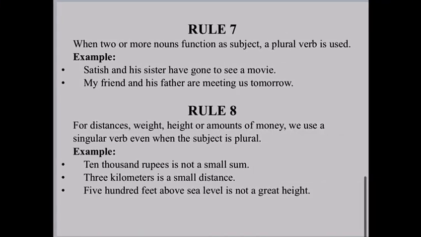Moving forward to the next rule. The seventh rule states that when two or more nouns function as the subject, the plural form of the verb is used. That is, when two or more nouns are used together using the word and, the plural form is used. Example, Satish and his sister have gone to see a movie. Here we're talking about two subjects. My friend and his father are meeting us tomorrow. Another two subjects are used. Therefore, the verbs used here are in the plural form, that is have and are.